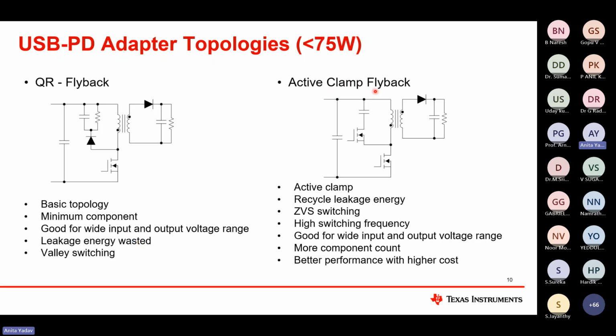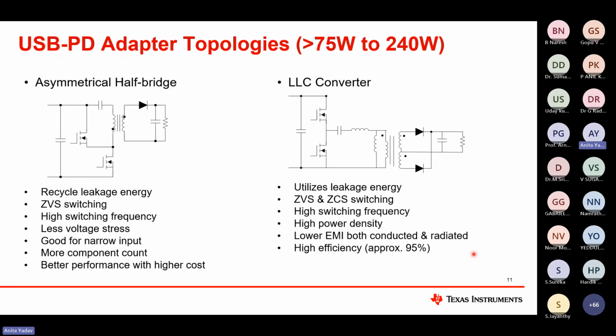Next, coming to the active clamp flyback. This is also a basic flyback topology, but where the leakage energy is wasted in the QR flyback, here the same leakage energy gets recycled within the topology and then transferred back to the secondary. That's why it's called active clamp flyback. It also gives zero voltage switching, has a high switching frequency, and is good for wide input and output, but has a higher component count and gives better performance at the cost of higher price.